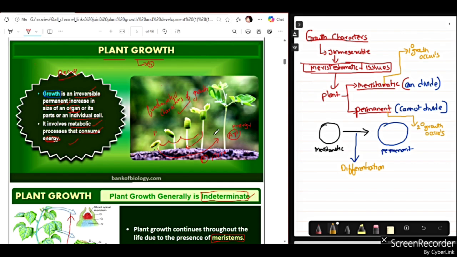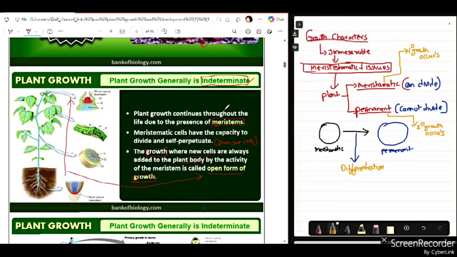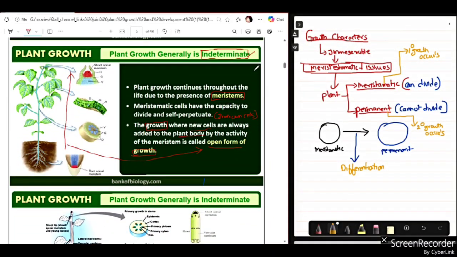Now we are going to go into a few other characters of growth. Growth is generally indeterminate. I also discussed that indeterminate is also called immeasurable. Plant growth continues throughout life. From the seedling to the whole plant, growth is a continuous process because of the main cells called meristem. Because of the meristematic tissues, plant growth is immeasurable, that means we cannot determine it.